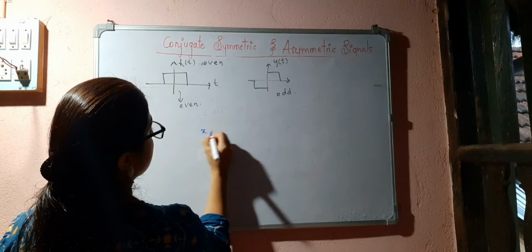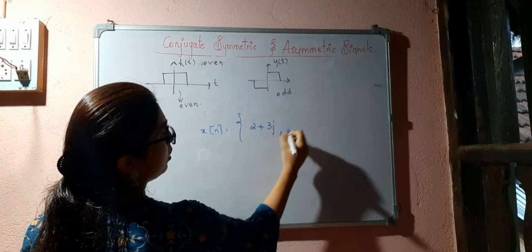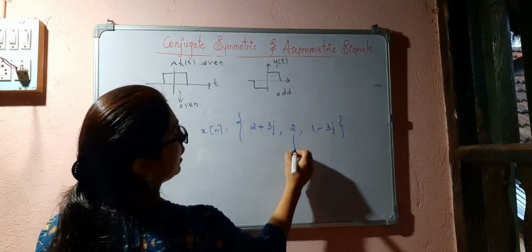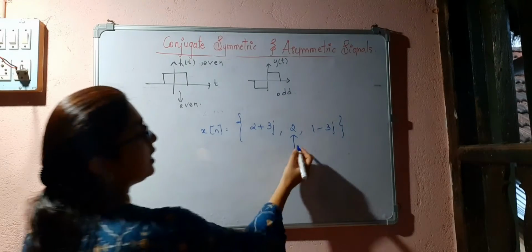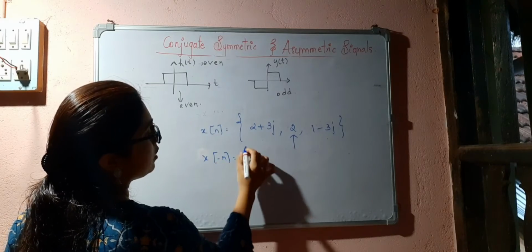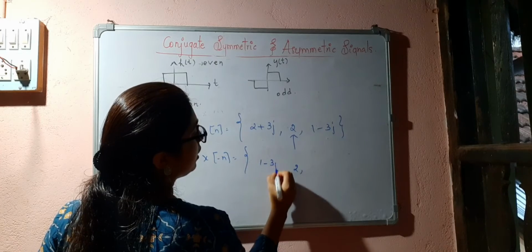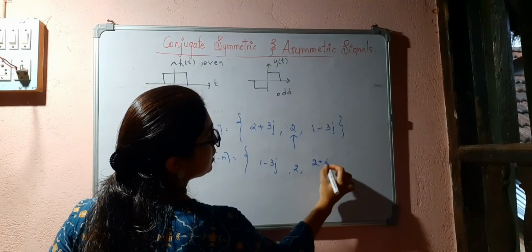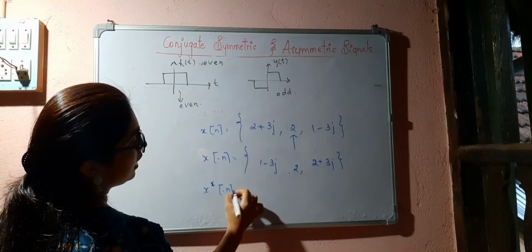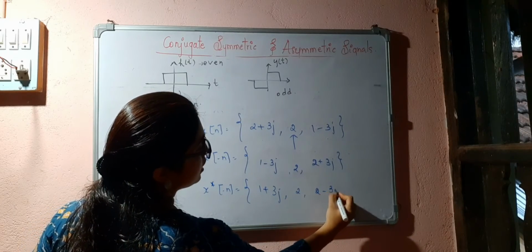Suppose I have a sequence here, x of n, that is equal to 2 plus 3j, 2, and I have 1 minus 3j. Okay, and here this is a 0. So it is 0, this is minus 1, this is minus 2. So what is x of minus n? This is reversal. So keeping this as it is, I will take this that side to get the reversal. Okay, 2 plus 3j. Now x conjugate of minus n is equal to 1 plus 3j, and here it is 2 minus 3j.